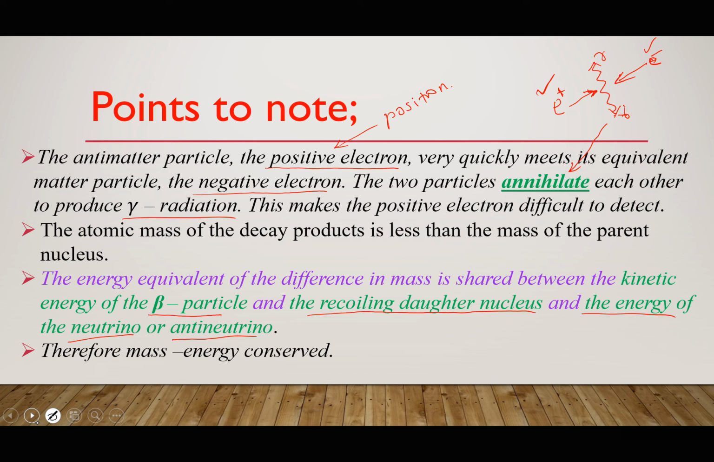So, because the total mass of the products is less than the mass of the reactants or the parent nucleus, to compensate for the difference in mass, energy is emitted as kinetic energy of the products, which include the beta minus, the daughter nucleus, and the neutrino. And therefore, we say mass energy is always conserved in every nuclear reaction.